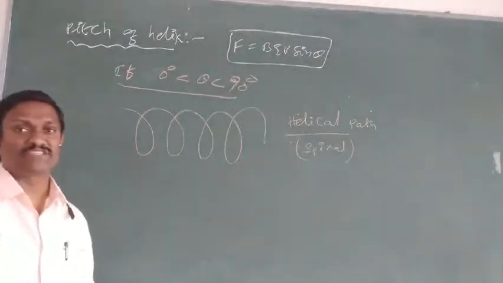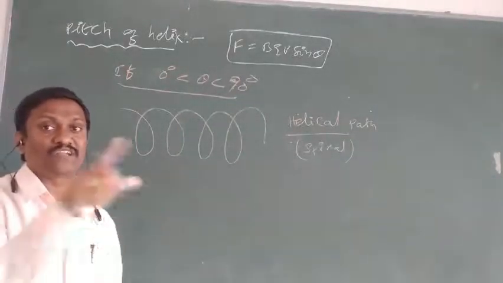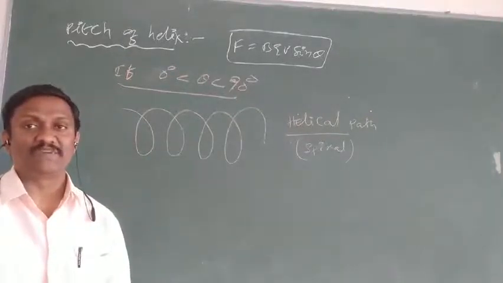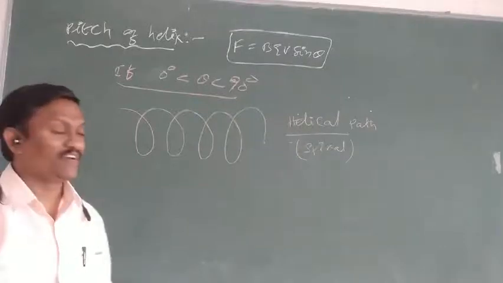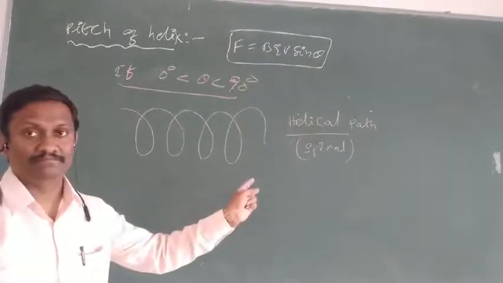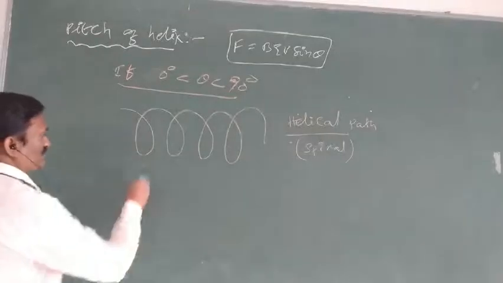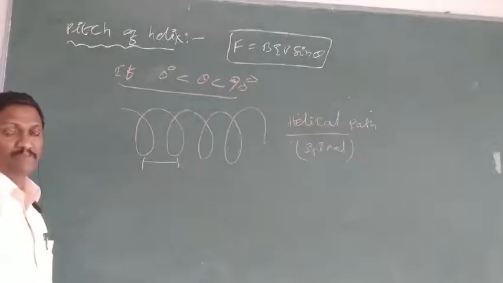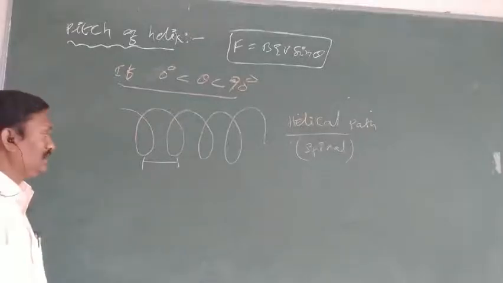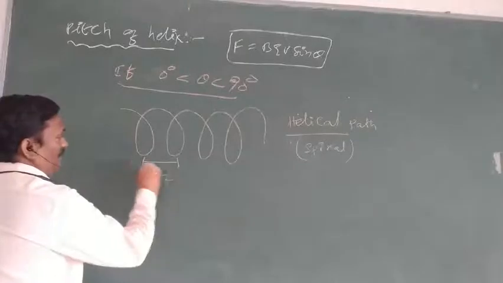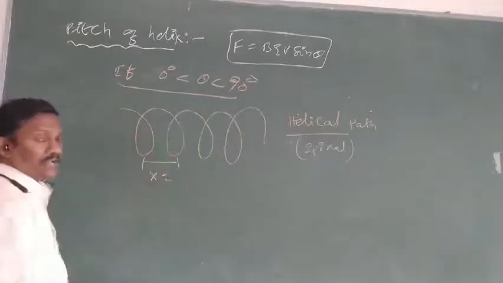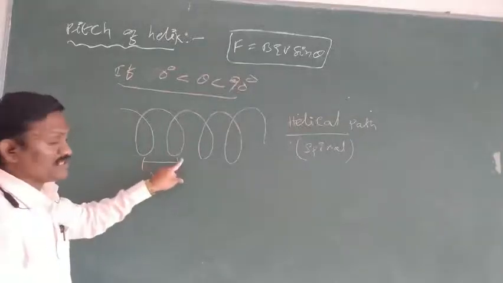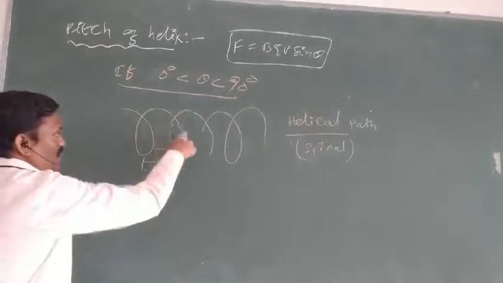So theta value 0 means straight line path, theta value 90 means continuous circular path, the constant circular path. If theta value lies other than 0 and 90, then the particle follows a helical path, a variable circular path. In one complete rotation, the charged particle is moving from this point to this point. Pitch of helix can be defined as the linear displacement traveled by the particle in one complete rotation.